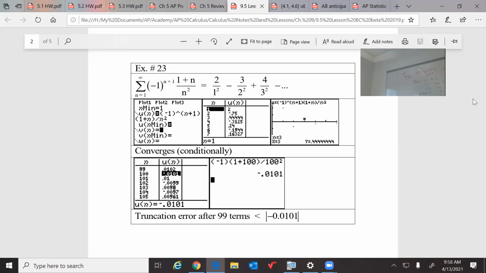So the error after 99 terms has to be less than the 100th term. So I just put 100 in the expansion, and got this decimal, 101/10,000ths. So the truncation error after 99 terms has to be less than the absolute value of 101/10,000ths.